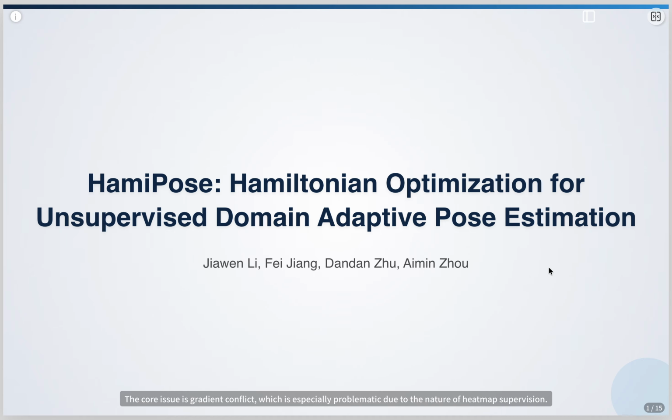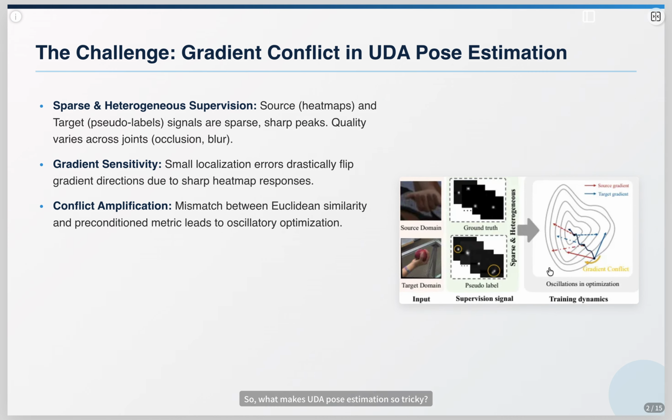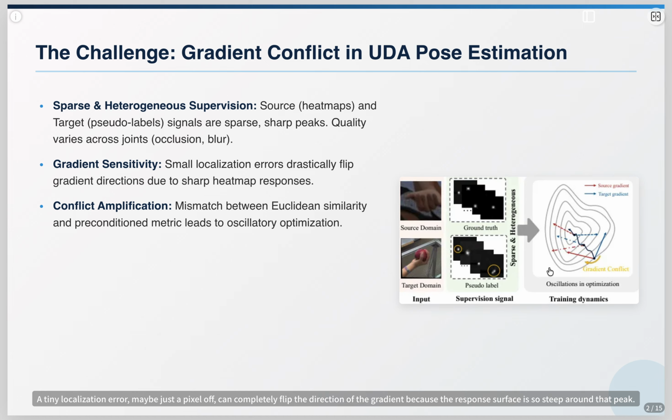The core issue is gradient conflict, which is especially problematic due to the nature of heat map supervision. So what makes HamiPose estimation so tricky? Unlike classification, we're dealing with heat maps. Think about it. Both your source ground truth and the target pseudo-labels are these sharp, narrow peaks. A tiny localization error, maybe just a pixel off, can completely flip the direction of the gradient because the response surface is so steep around that peak.